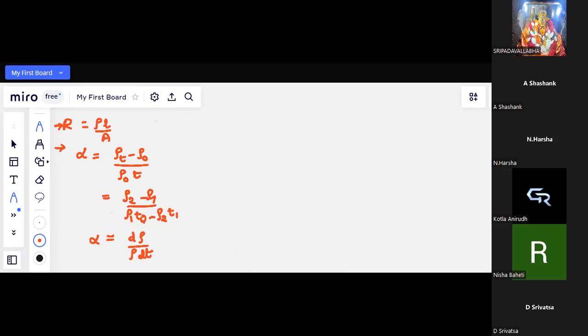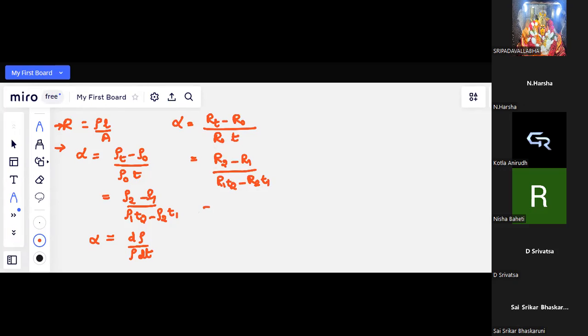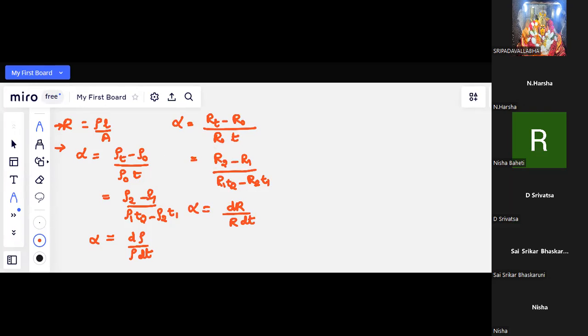But observe, yesterday when we came to numericals, we used the same formula as alpha equals RT minus R0 upon R0 into T. And in numericals, directly we use it as R2 minus R1 upon R1 T2 minus R2 T1 also. Yesterday in one problem we used dR by R into dT. We derived for rho, but we are using for resistance.